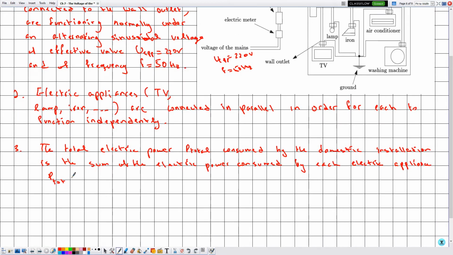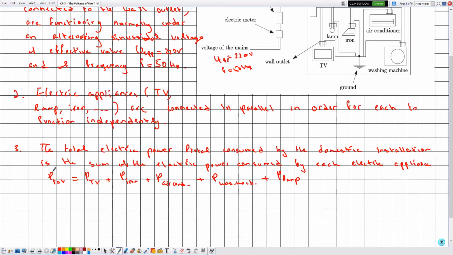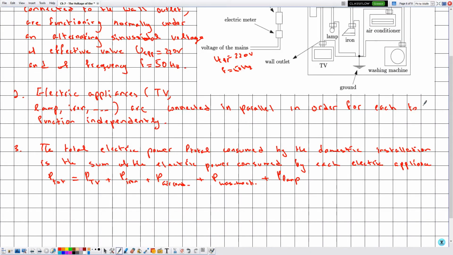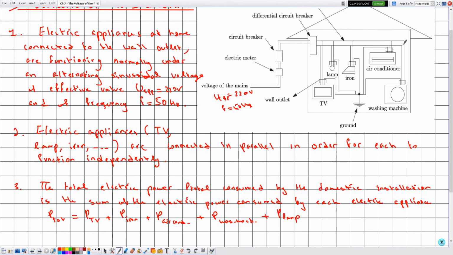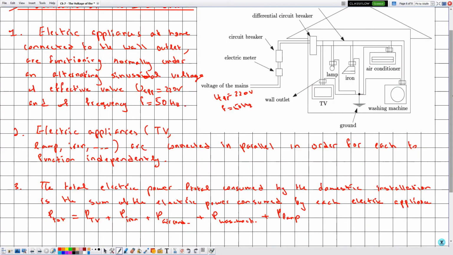So the total means the sum, so we simply add the P of the TV plus P of iron plus P of the air conditioner plus P of the washing machine. Okay, so in this case this is the total power. Did I miss anything? Okay, and we have also P of the lamp. It's not important whether we place TV first, iron, lamp, then this. The order is not important. So the total power of this domestic installation is the sum of electric power of all of these electric components. We don't discuss the electric power of the electric meter, the circuit, the differential circuit breaker. So starting after the differential circuit breaker, we start to add the power of these electric components. They are given by 5, so we have 5 terms.